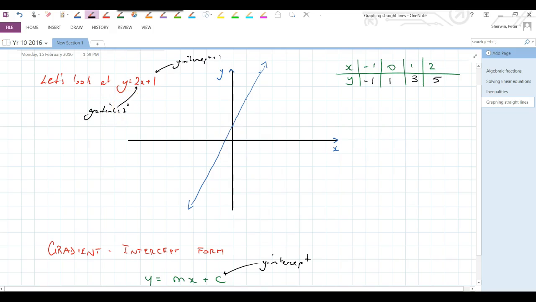Now, how do we know about the gradient? The gradient is rise over run, isn't it? So we take any section of our line and we measure the rise, which in this case is 2, over the run, which is 1. So our gradient is rise over run, which is 2 over 1, which equals 2, which matches our 2 in front of the x. And the y-intercept, here they're suggesting is 1. Well, yeah, of course it is. Look at this. Where does it cross the y-axis? At 1. So this matches our knowledge.